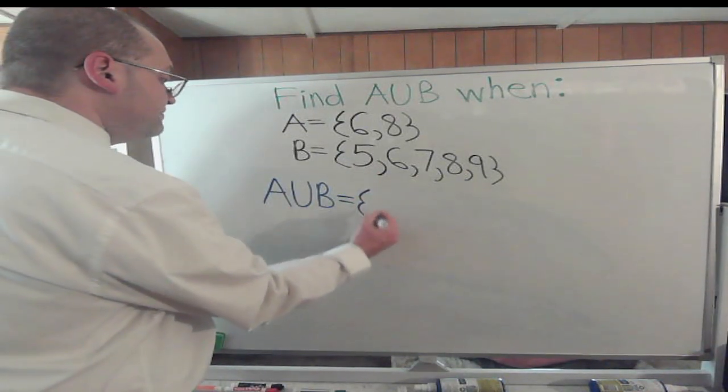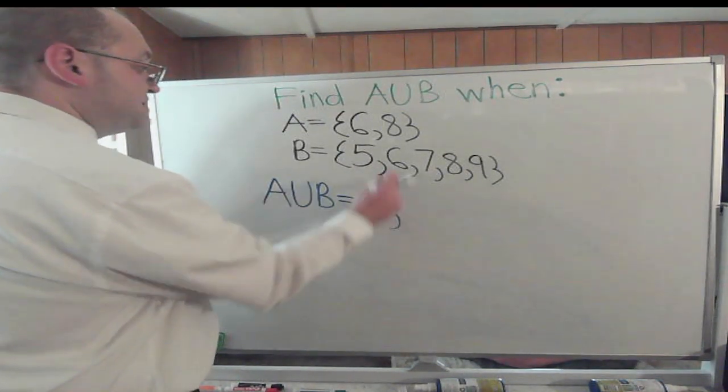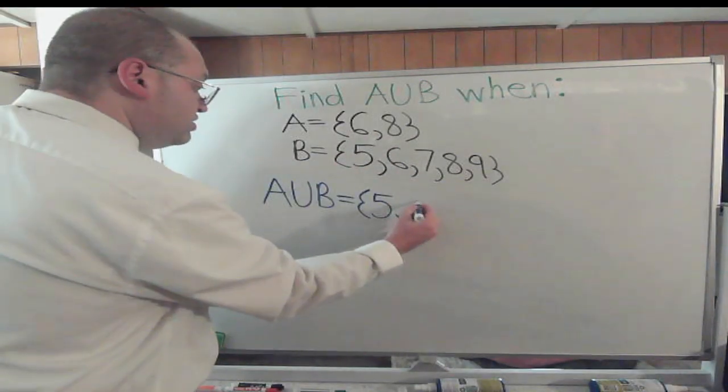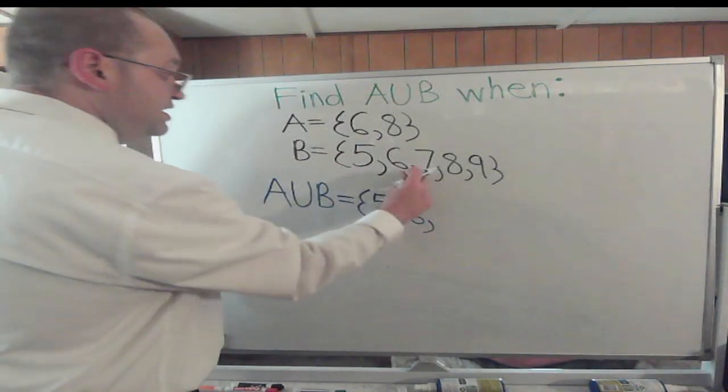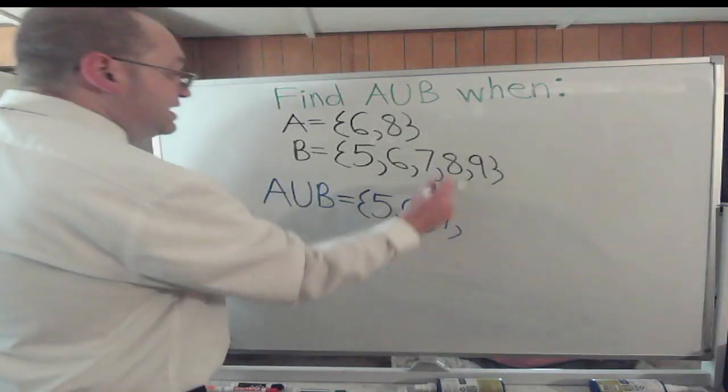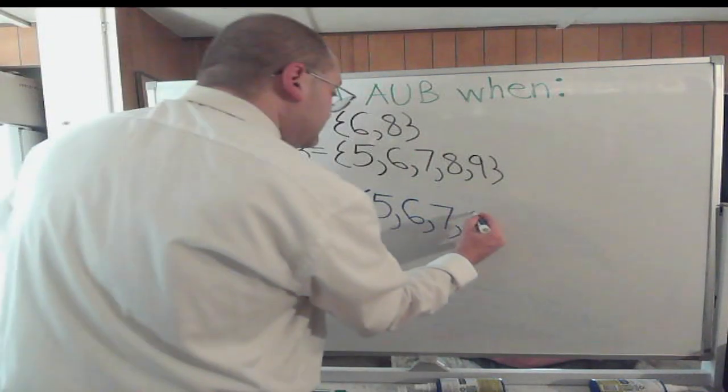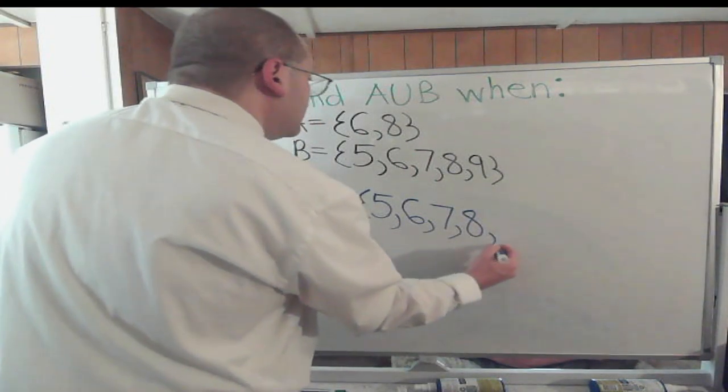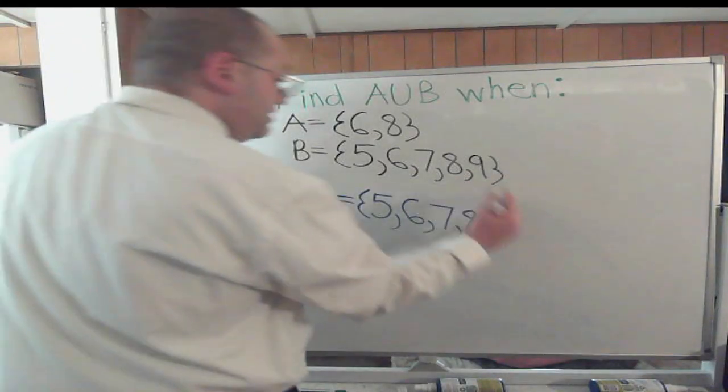That's definitely going to be 5. Next is 6. Even though they're in both sets, you only have to list it once. Then you have 7. Then 8's in both sets, but you only have to list it once. And then you have 9.